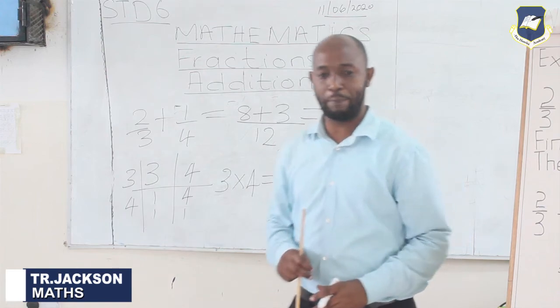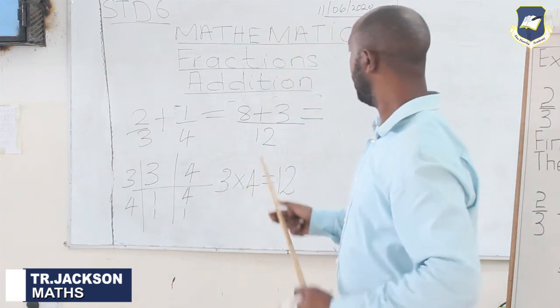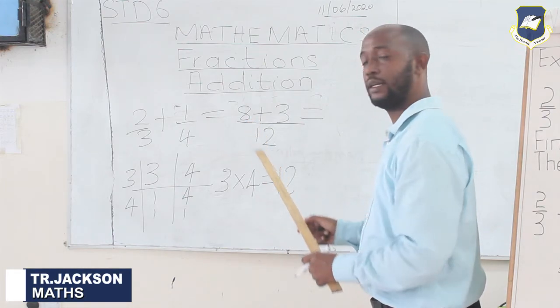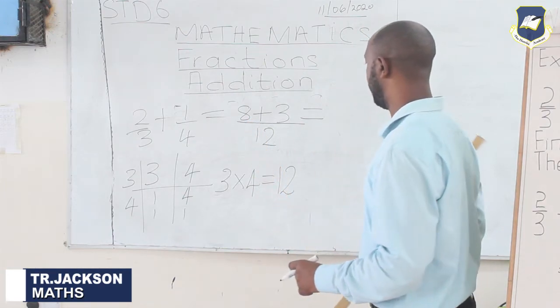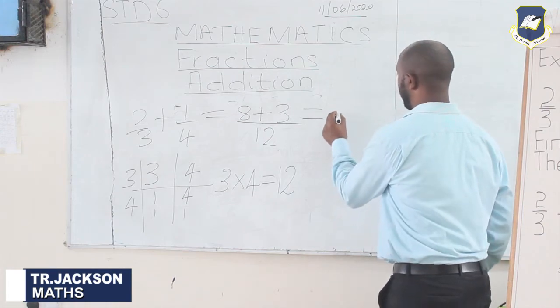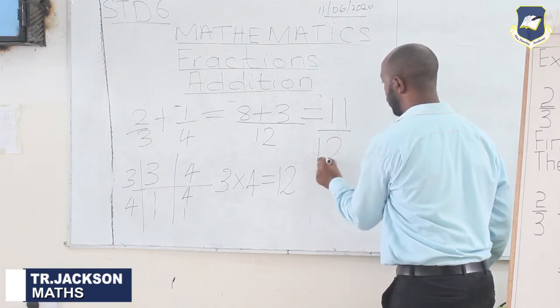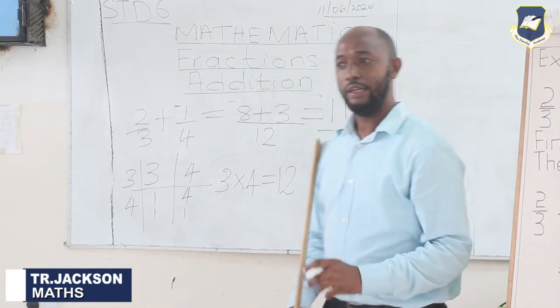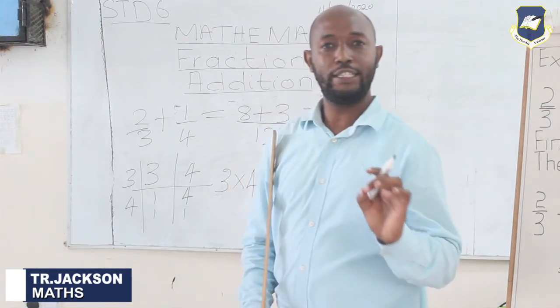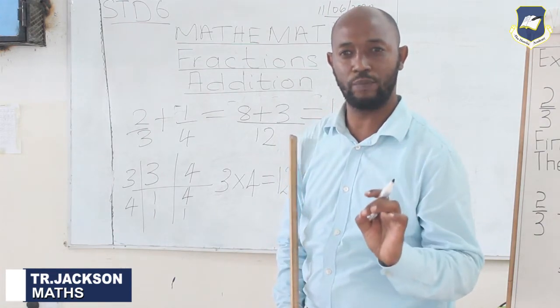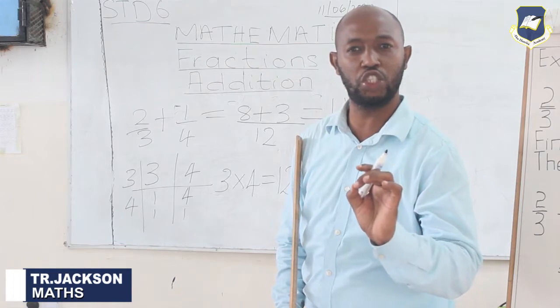Your next step is to add the numerators. So take 8, add 3. You get 11 over 12. 11 over 12 is a proper fraction. So you don't need to change it.